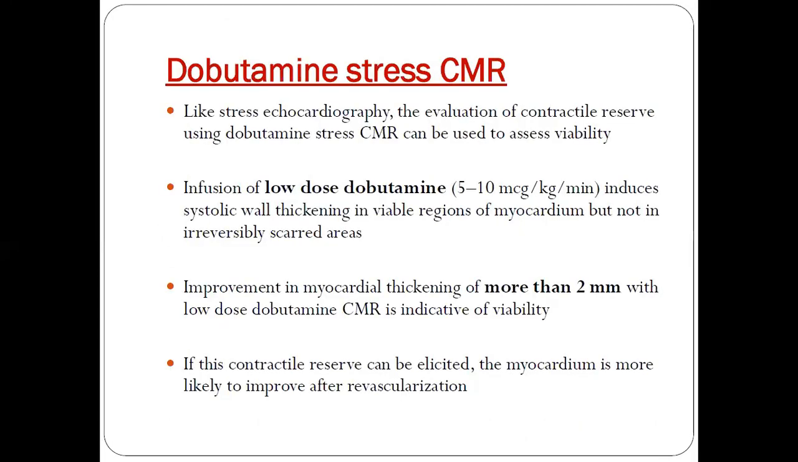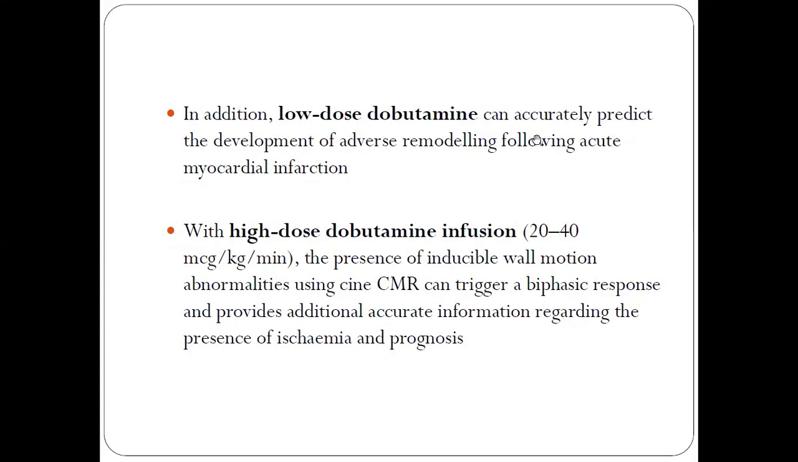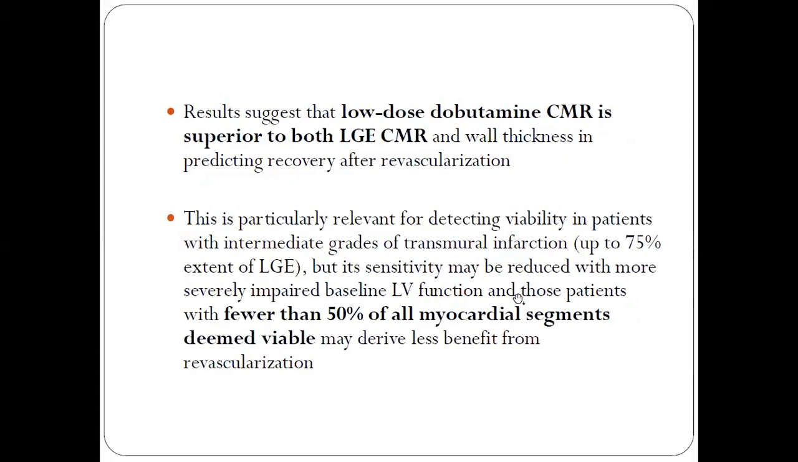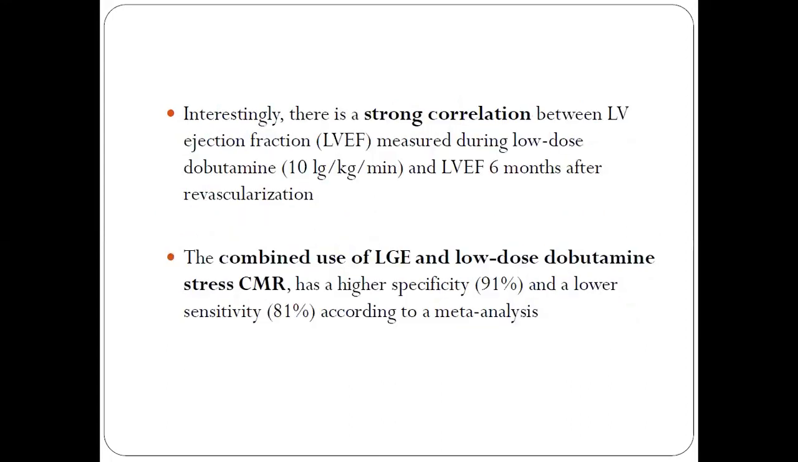Dobutamine stress CMR is the same as dobutamine stress echo, where you do infusion of low-dose dobutamine at 5 to 10 micrograms per kg per minute. Improvement in myocardial thickening of more than 2 mm is considered to be viable. In addition, low-dose dobutamine can accurately predict the development of adverse remodeling following acute MI. With high-dose dobutamine, the presence of inducible wall motion abnormalities using cine CMR can trigger a biphasic response. The combined use of late gadolinium enhancement and low-dose dobutamine stress CMR has a high specificity and lower sensitivity according to meta-analysis.